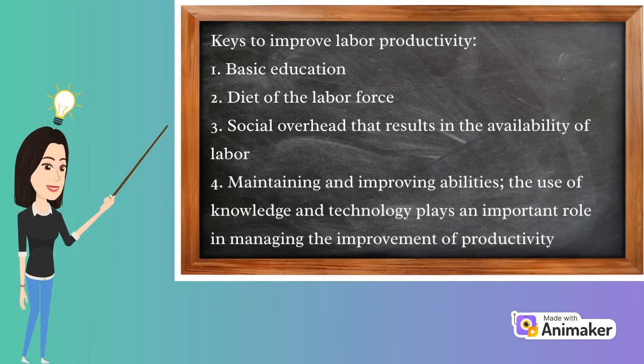There are keys to improve labor productivity, such as basic education that fits the workforce, diet of the labor force, social overhead that results in the availability of labor, and maintaining and improving abilities in the face of quickly evolving technology and information. The use of knowledge and technology plays an important role in managing the improvement of productivity.